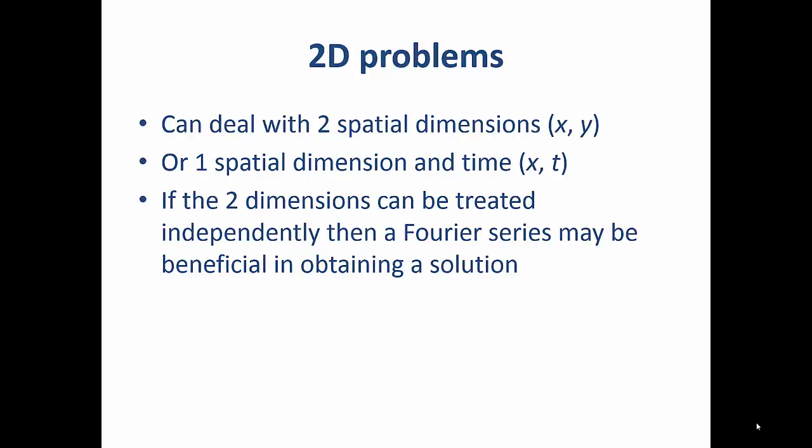Now, obviously, if we're dealing with 2D, we can technically deal with either 2 spatial dimensions or 1 spatial dimension and time. And if we can separate the 2 dimensions so we can treat them independently, then a Fourier series may be beneficial in obtaining a solution.